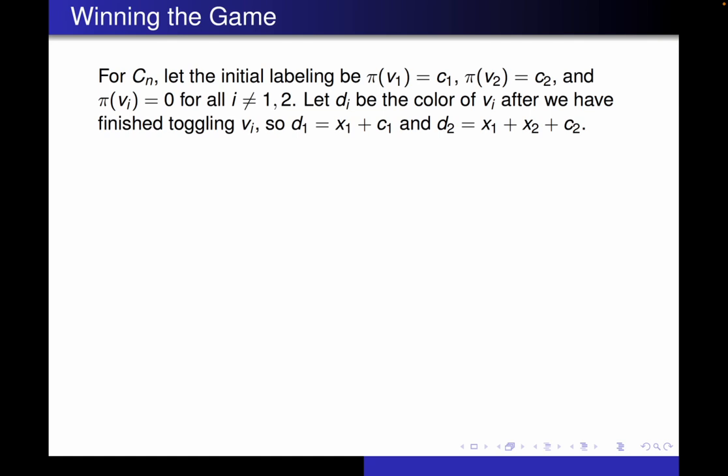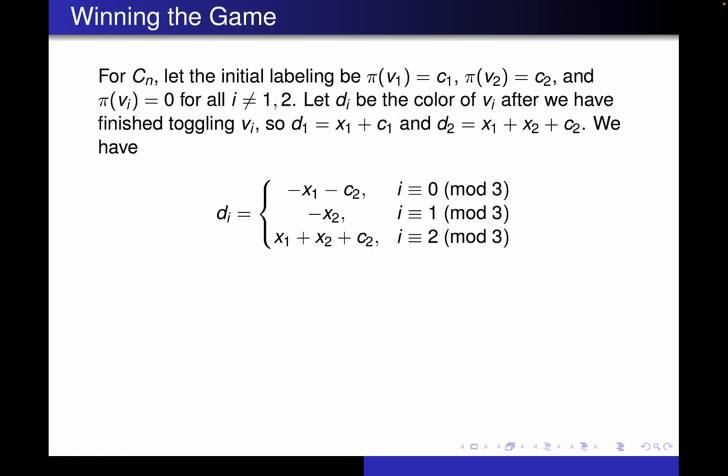Very similarly, as we did for the path graphs, if we have an initial labeling where pi of v1 is equal to c1, pi of v2 is equal to c2, and the rest of them have labels 0, again, we let di be the color of vi after we finish toggling. So we want all of those to be 0, except there's going to be a little twist at the end. So d1 is going to equal x1 plus c1. That's because we hit it at the very beginning. And d2 is going to be x1 plus x2 plus c2.